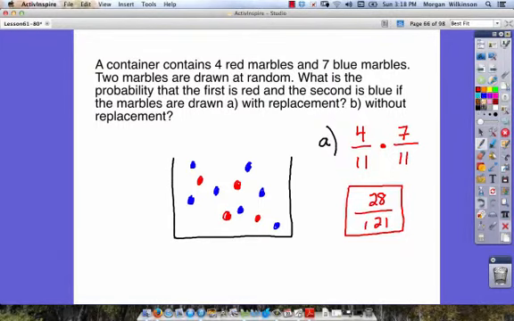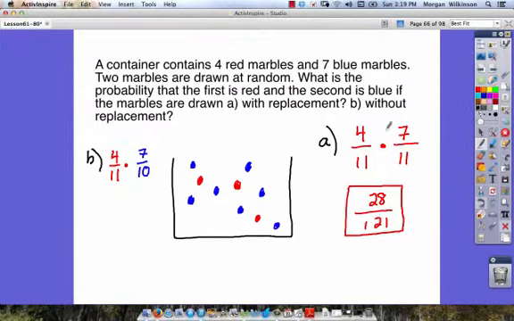Now, if we look at the next one, problem B, what's the probability that the first is red? Well, it's still 4 out of 11. And we're going to have to multiply that times the second probability to find our answer. But this one's without replacement. So if the second one's without replacement, it means we took a red out and we didn't put it back. If we took a red out and didn't put it back, the probability that we're going to get a blue the second time is going to be 7 out of 10 because there's only 10 marbles left. We kept that red out.